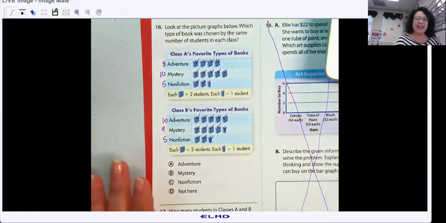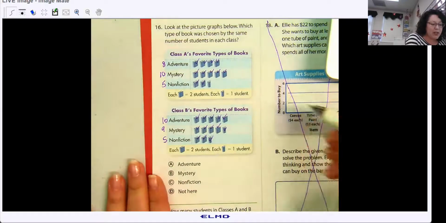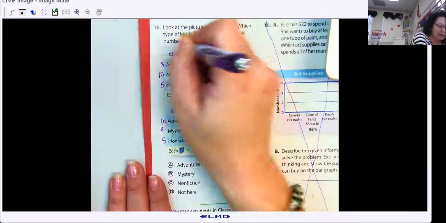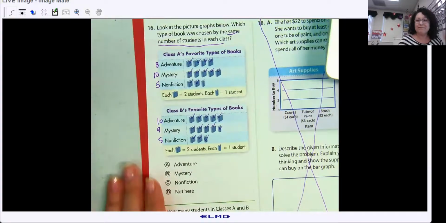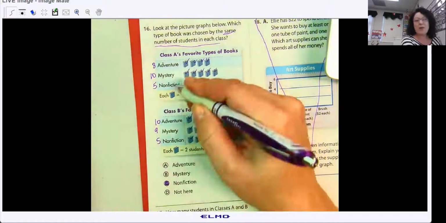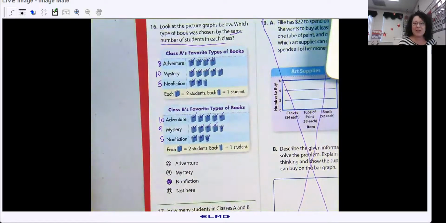Okay, did all that, and guess what I did? I forgot what the question was, so I'm going to reread it. Which type of book was chosen by the same number of students in each class? Which one is the same? Easy. Nonfiction. That's why I mark it. Makes it so easy to make those comparisons.